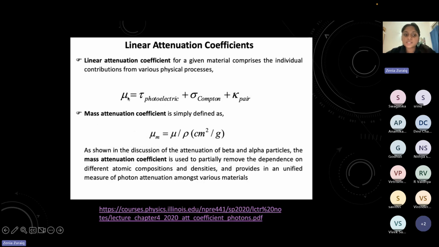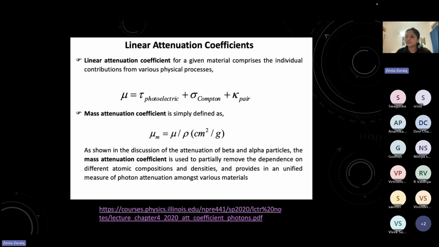Sometimes it's also useful to talk about the mass attenuation coefficient, and that is when you just divide by the density. This is useful because it removes the medium dependence. So it just tells you, one second.